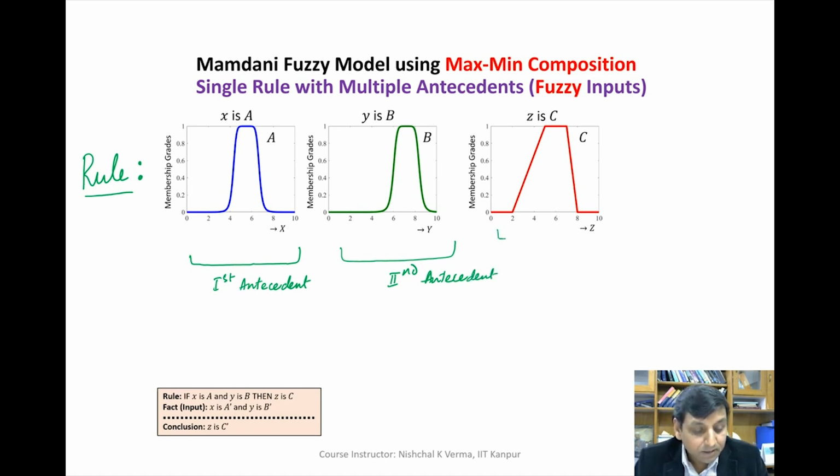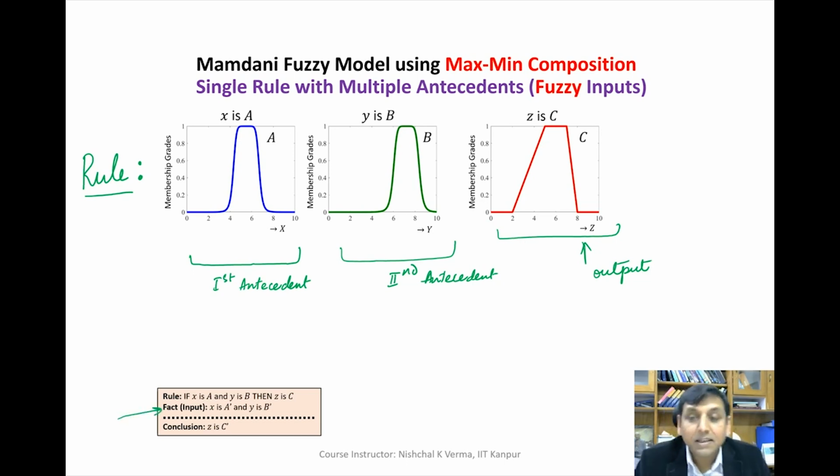Then we have the output. This is the output. Since this model is known, it means capital A, capital B, capital C, all these three fuzzy sets are known. Now, let us apply the input X, Y. So we call this the fact here.